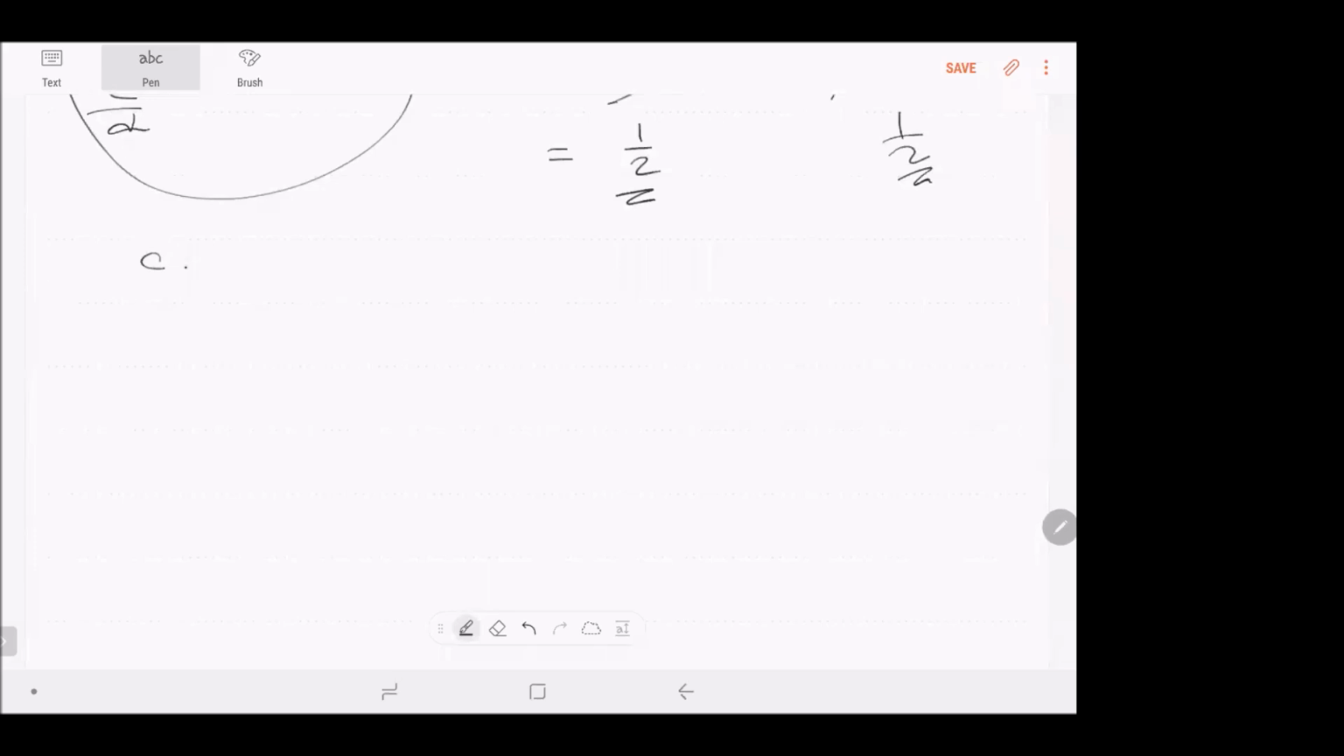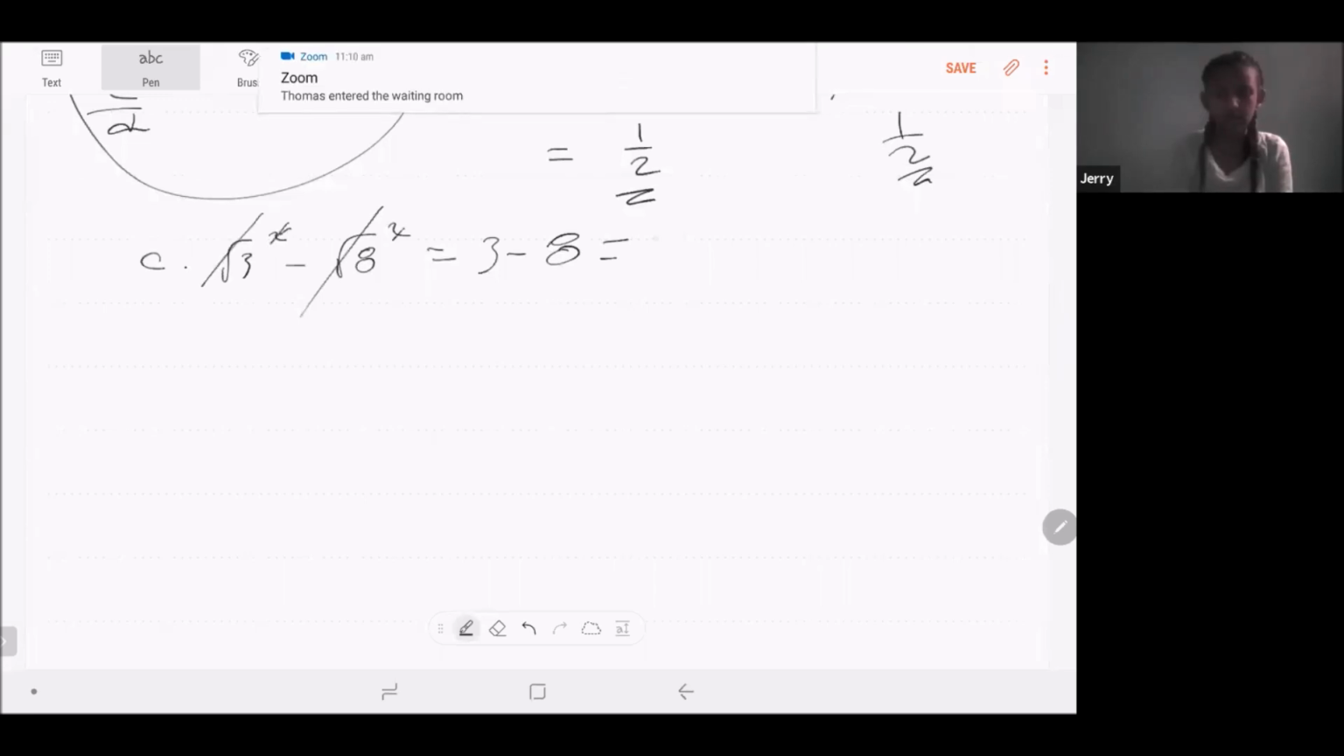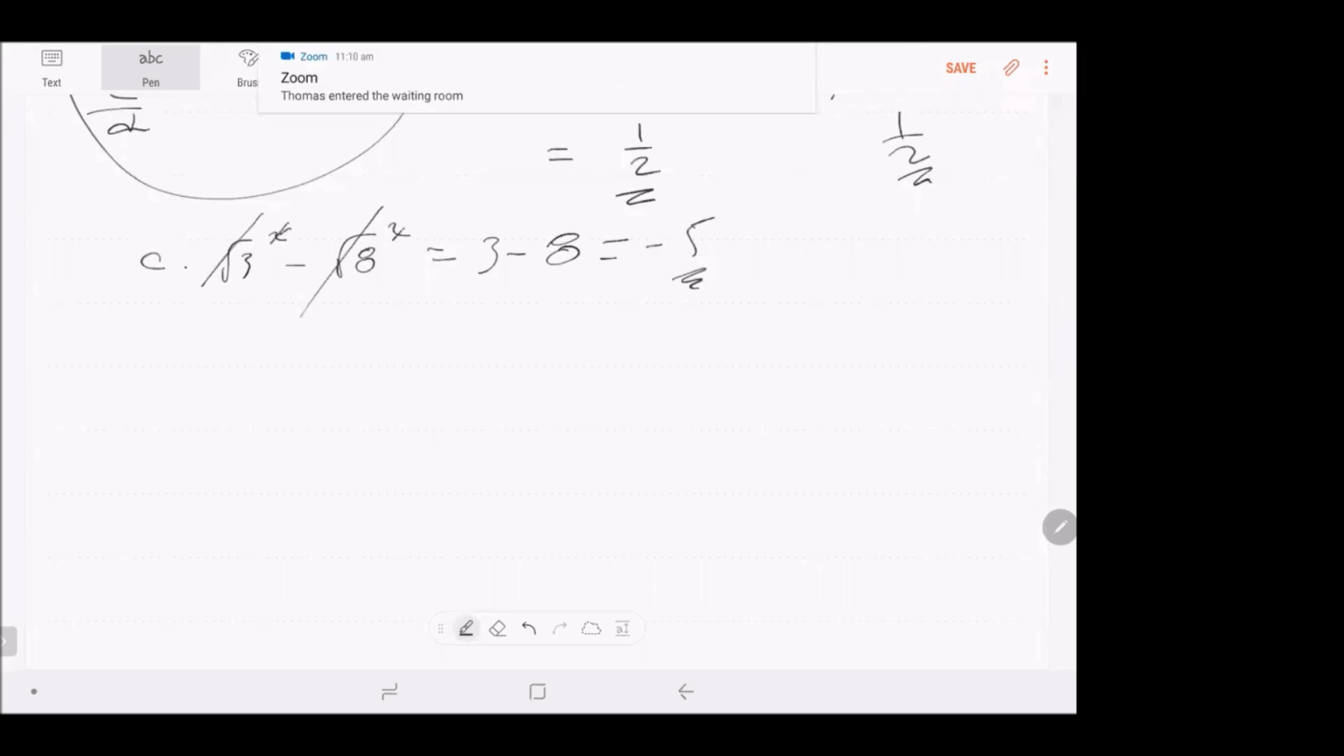See, it's a very simple question. The square root of 3 squared minus the square root of 8 squared. As I said last time, the square can be cancelled out by the square root, so this square cancels out the square root and this square cancels out the square root. So what is left? 3 minus 8 is left, so 3 minus 8 means it is minus 5. This is a very simple question.